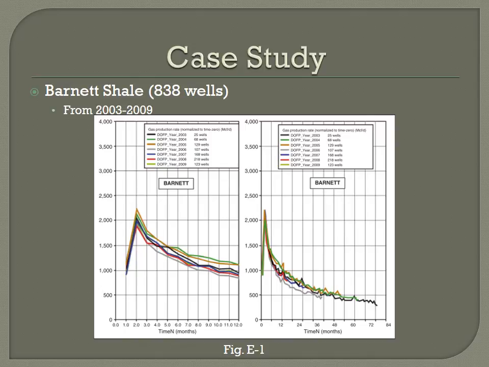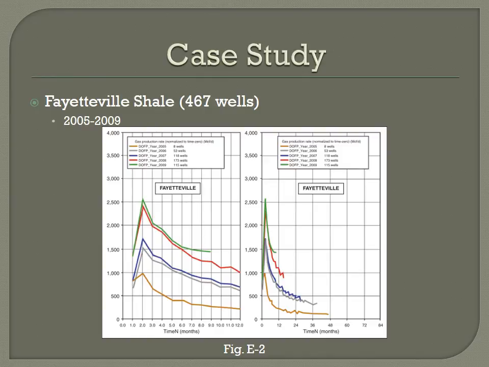Remarkably, production profiles remained similar in the Barnett Shale from 2003 to 2009, even though there were advances in stimulation methods and the average number of frac stages increased. In the Fayetteville Shale, year-on-year improvement in production rates is evident. This is likely due to the increase in lateral length of horizontal wells and an increase in the number of stages fracked per well. Throughout the time covered in this study, production volume nearly doubled per well.